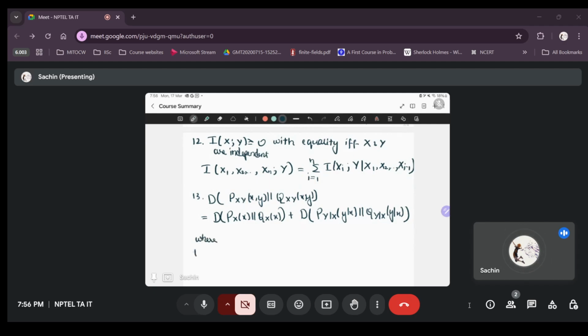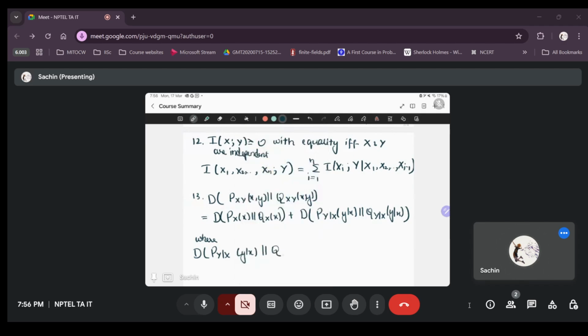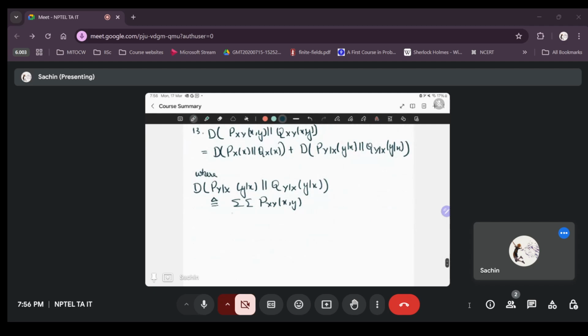Where we first define D(p(y given x) parallel q(y given x)) as the summation of p_XY(x,y) log of p(y given x) by q(y given x), not y given x. Or what do you want to call that?